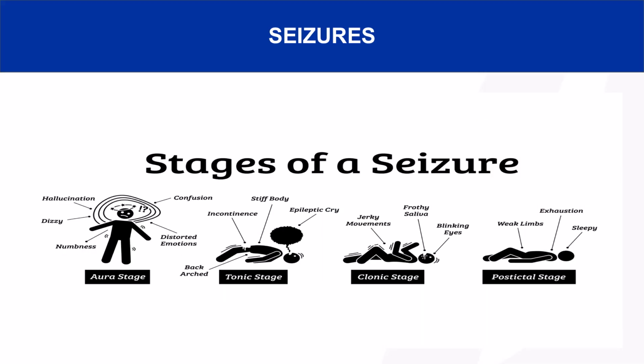There are 4 stages of a seizure, which include the aura stage, the tonic stage, clonic stage, and postictal stage. Not all patients experience the same 4 stages of a seizure, and some may have a combination or absence of some of these stages.